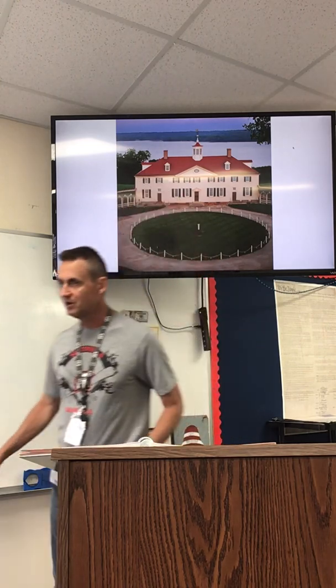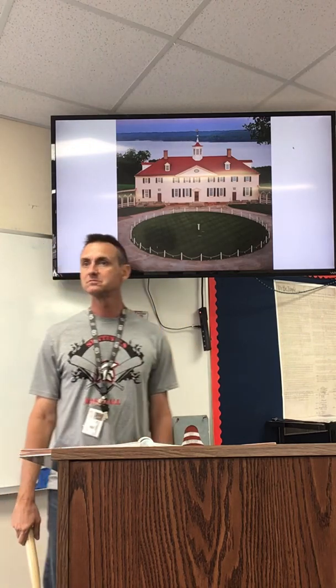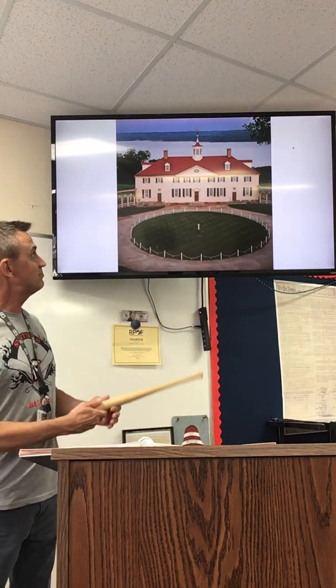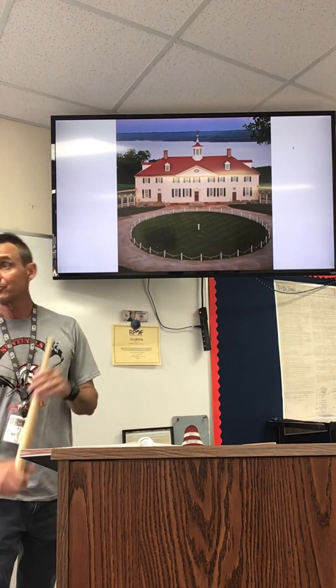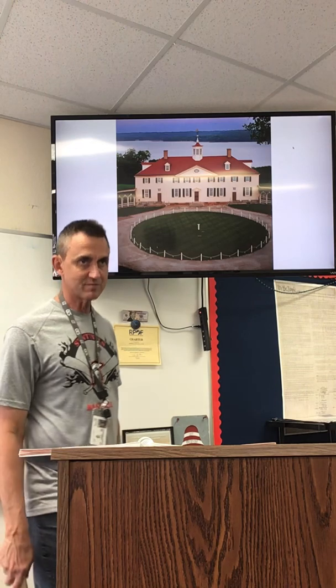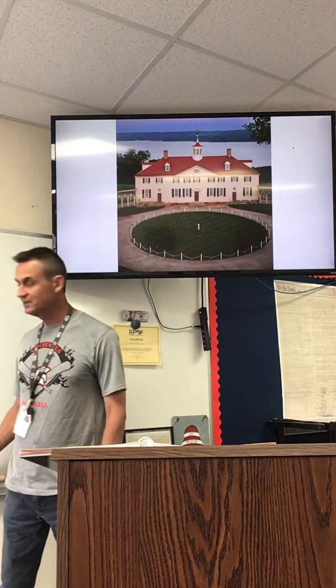Anyway, after his presidency, he retired to his home. This is a picture of his house. It's Mount Vernon, Virginia. It's on the banks of the Potomac River. You can see the other side of the river is Maryland. The Potomac River is the boundary between Virginia and Maryland. Right down the river is Washington, D.C.